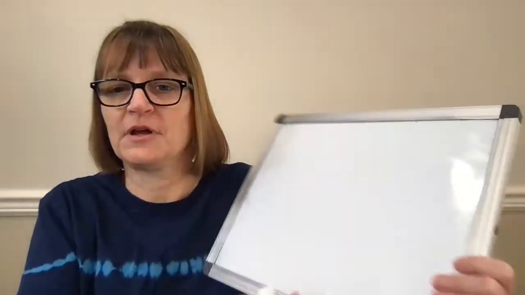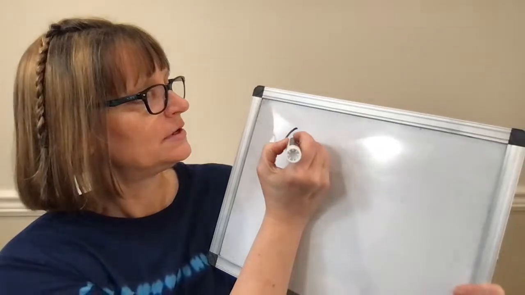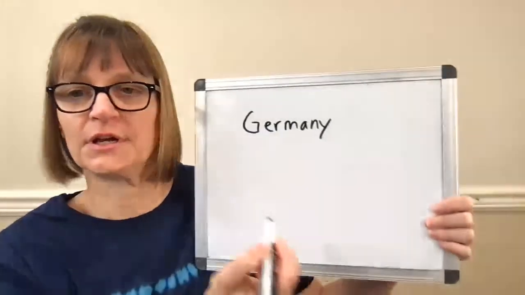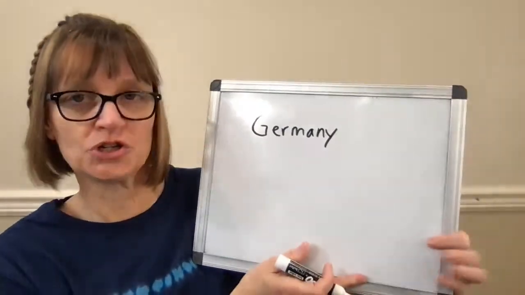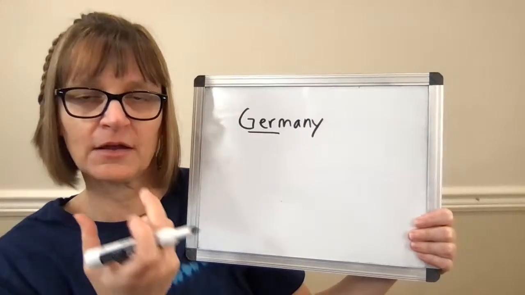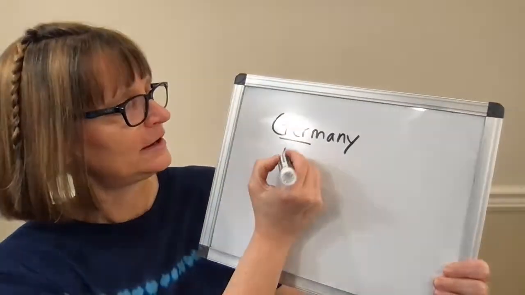Okay, let's take a look. We have the names of some countries. So Germany, Russia, and Poland. So for Germany, first syllable stress, we have the vowel here, like we often spell with ER.